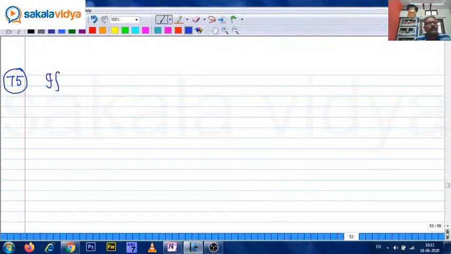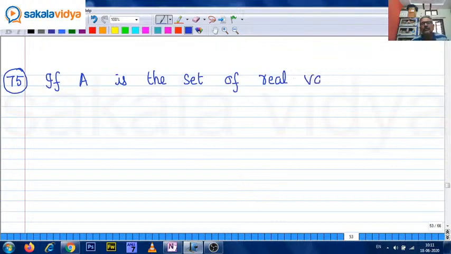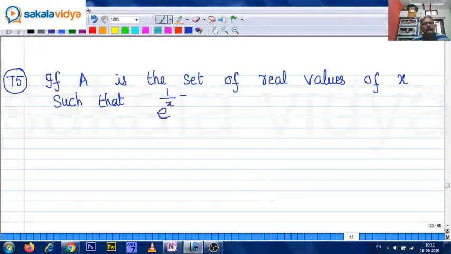If capital A is the set of real values of x such that e raised to 1 by x minus 1 is less than 1, then A equals to, this is the question.